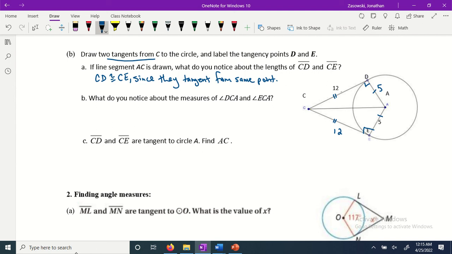Letter B, what do you notice about angles DCA and ECA? So these two angles are actually going to be equal to each other. And the reason is that these triangles are going to be equal, right? These two sides are equal. They both have a right angle. These two sides are equal. We also know that this line is equal to itself. There's a lot going on here, but we can show that the triangles are congruent. And that's why those angles are congruent.